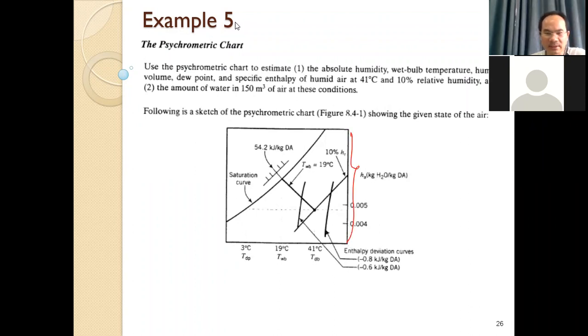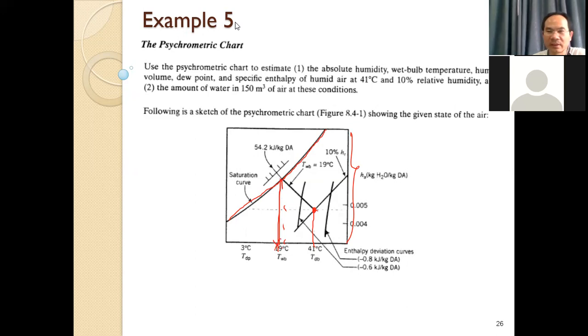Wet bulb temperature. Sometimes this wet bulb temperature, if you know the condition at this point, you drag the line parallel to the enthalpy line across the saturation line. The saturation line is 100% relative humidity. And then you drag the vertical line, you get the wet bulb temperature.